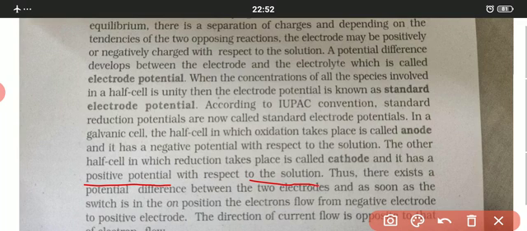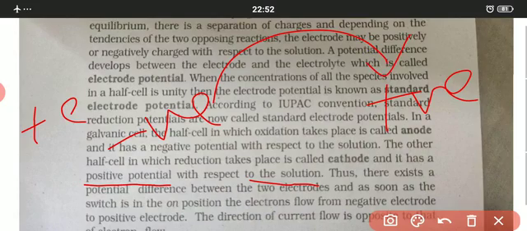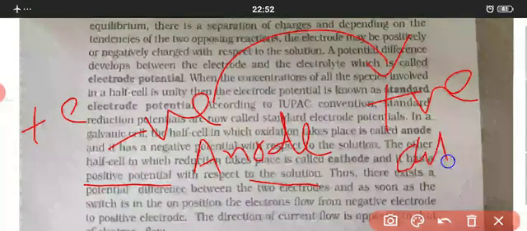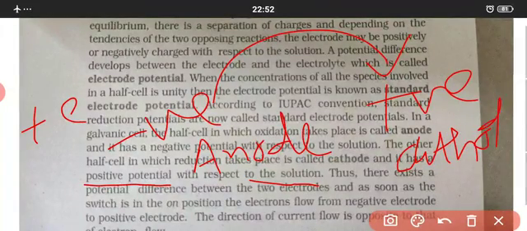Thus there exists a potential difference between the two electrodes, and as soon as the switch is on, electrons move from the negative electrode to the positive electrode, always negative to positive, hence from anode to cathode. Remember this. Electrons move from anode to cathode.